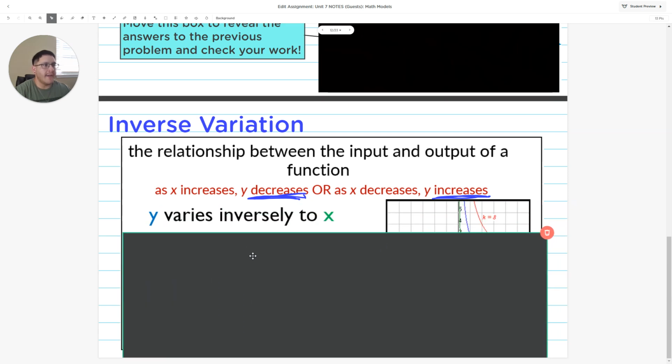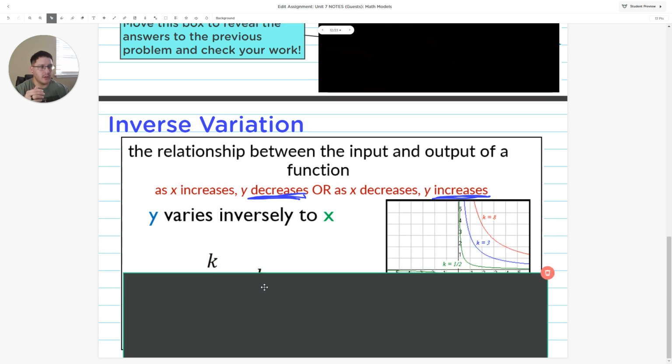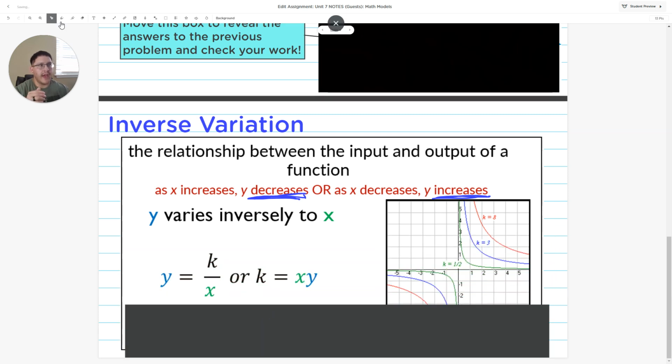Okay, so y varies inversely to x. That's important for word problems. When you see y varies inversely, we're going to be using the following 2 equations. Notice how they're super similar. They just got flipped around. So the inverse equation is y equals k divided by x. And then the k equation, the constant of variation, is k equals x times y.